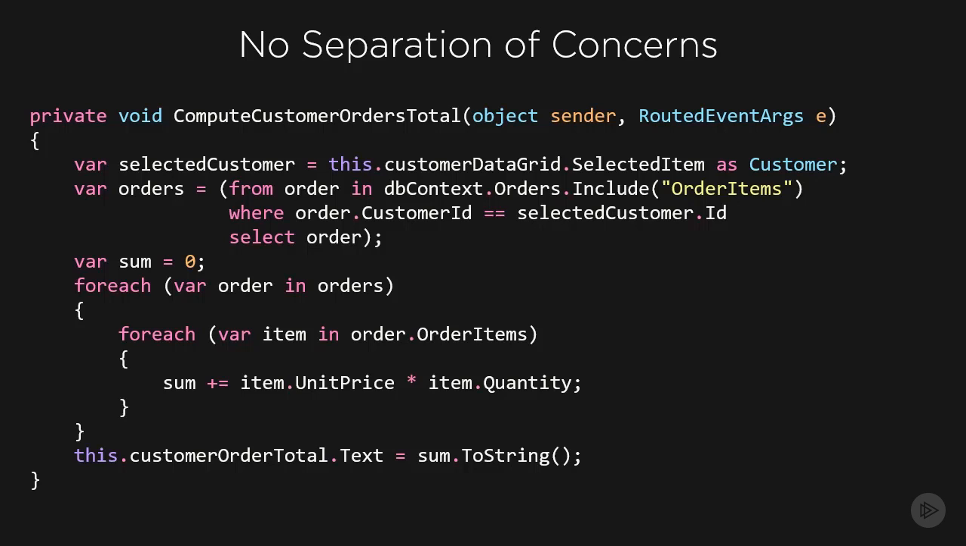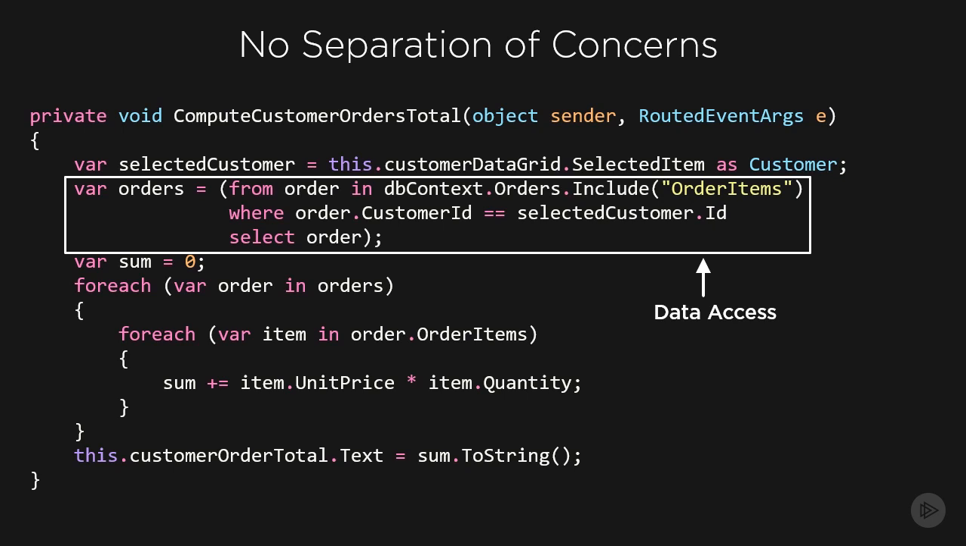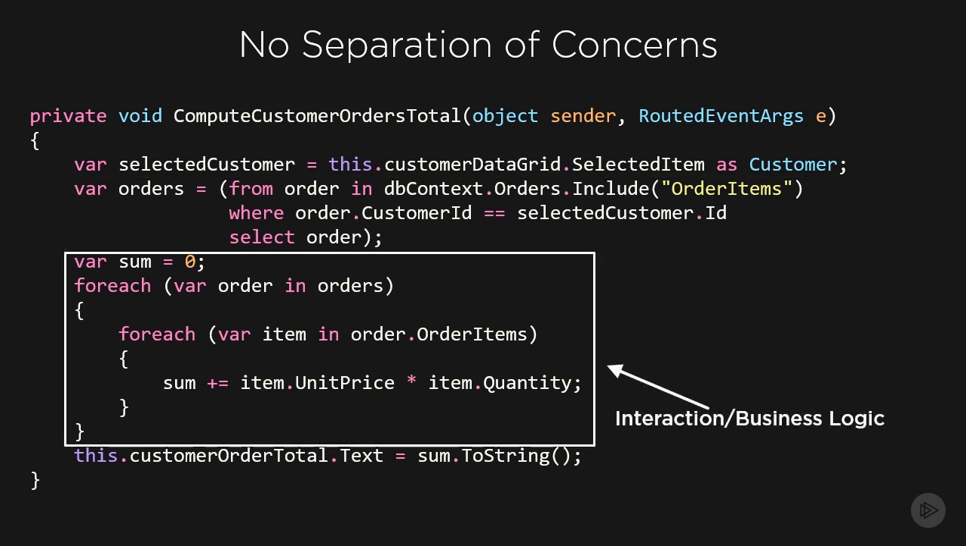For example, you could write code like this, which doesn't look too terrible at first glance, partly because I needed a snippet that would fit on a single slide. But when you look closely at what the code is doing, you have code that's touching and manipulating UI elements, interwoven with code that's doing data access, interwoven with business logic or interaction logic code.